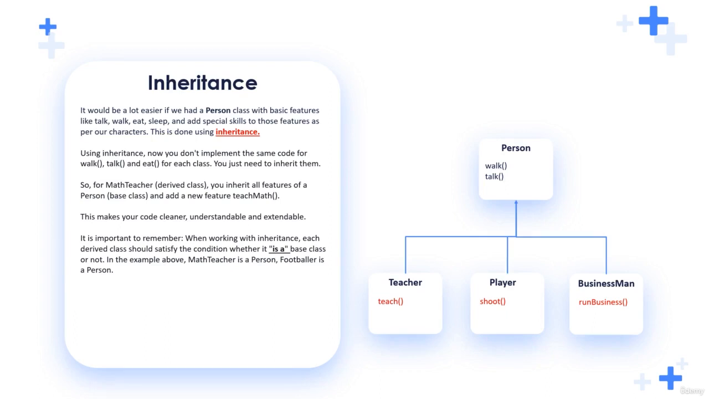It's important to remember when working with inheritance, each derived class should satisfy the condition whether it is a base class or not. In this example, the math teacher is a person. Football player is a person. The businessman is a person. This is the relation called is a. This is inheritance. Is a. So this is the power of inheritance.